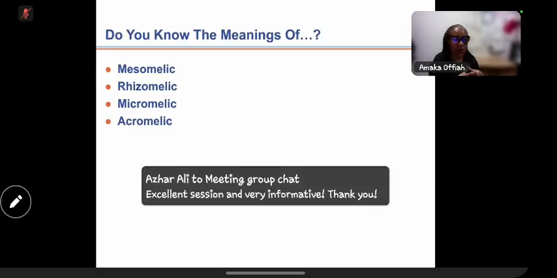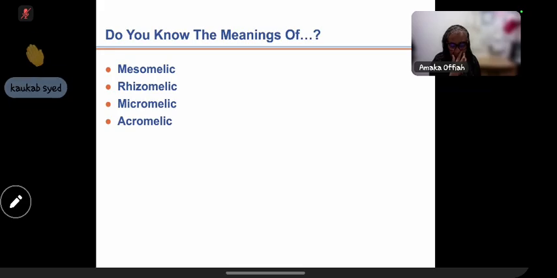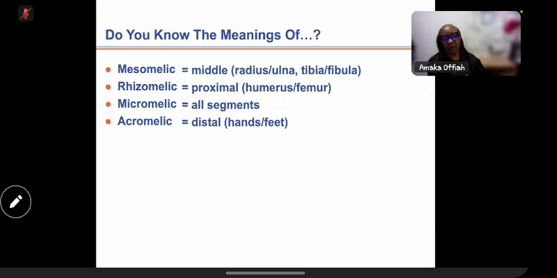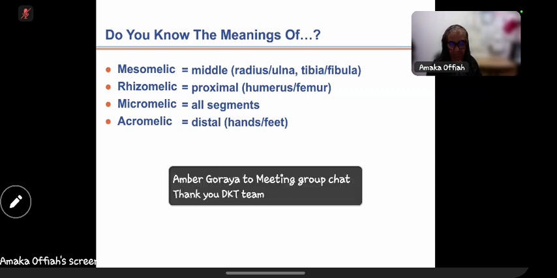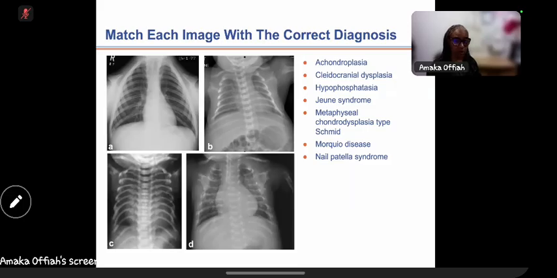So back to those, hopefully you now know what mesomelic means, rhizomelic, micromelic, and acromelic. I don't think we need to go through those answers in a separate way. I've talked about it all the time through this talk. But here we know it. Mesomelic is middle, rhizomelic proximal, micromelic all segments, and acromelic is the distal, the hands and the feet. Here we have those radiographs, and every single one was shown in the course of this talk. I used the exact same examples, and so maybe we can see now.